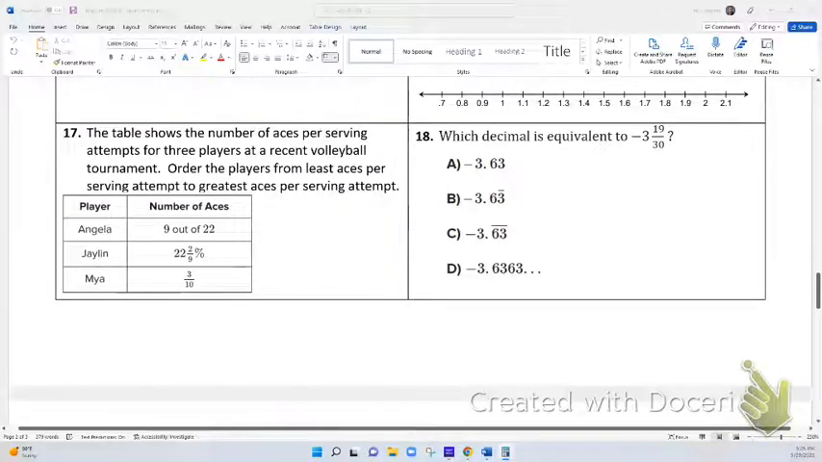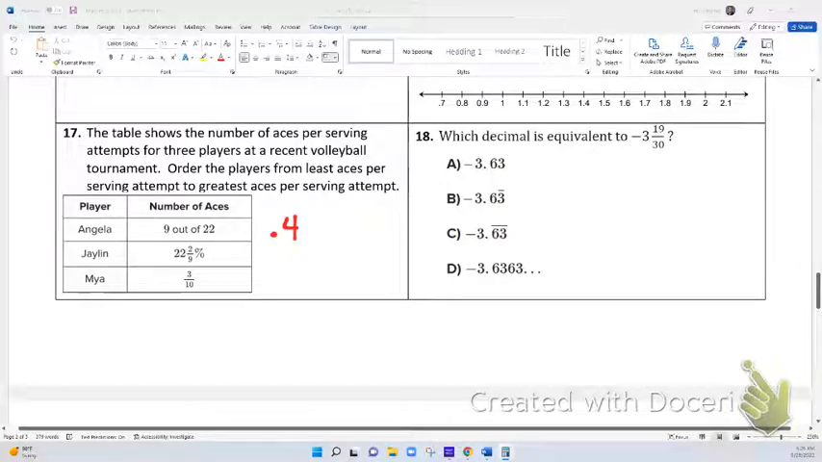So the first thing we're going to do is we're going to take all these aces and convert them into decimals. It's easier to compare decimals as opposed to the way they have these written out. So the first one we're going to do is 9 divided by 22. So out of 22 serves, 9 of them were aces. So this person, Angela, ends up getting about 0.4.